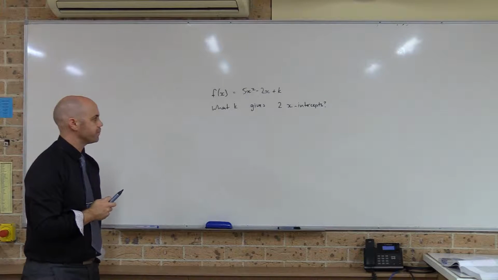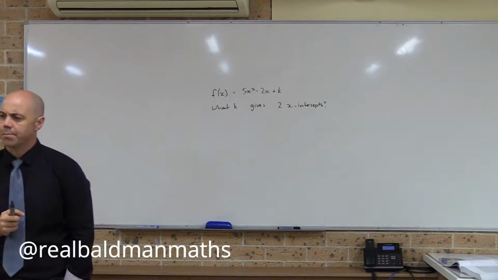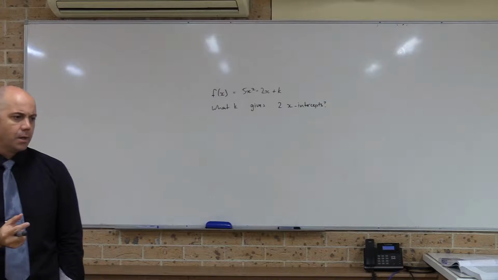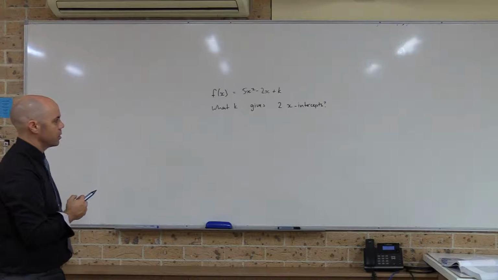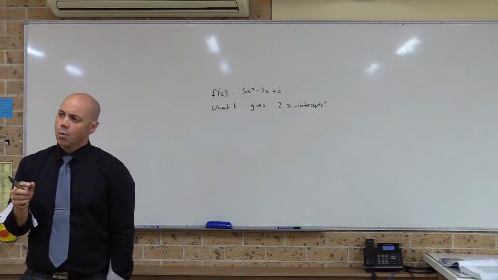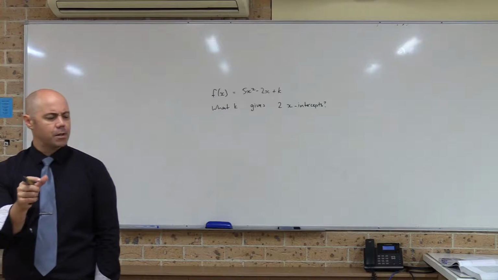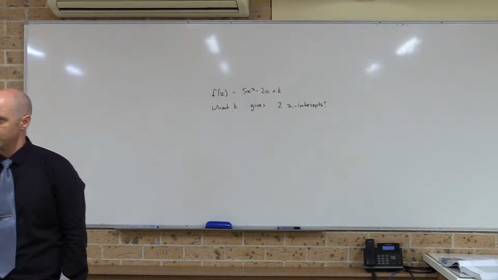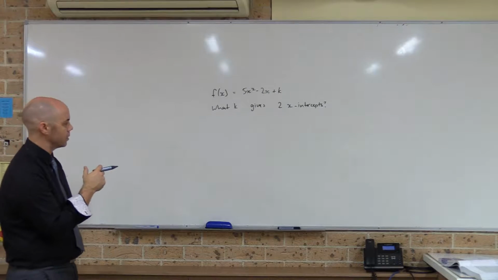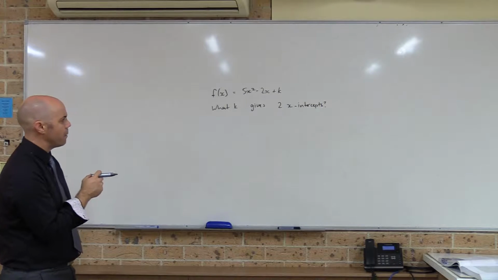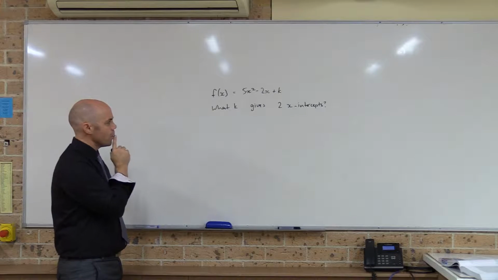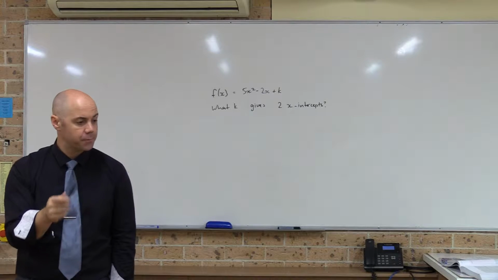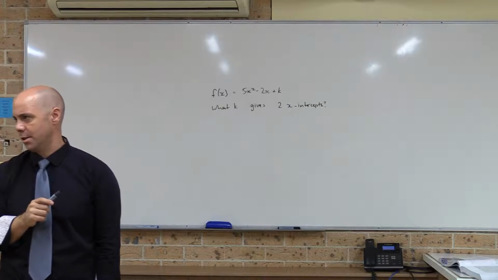Problem like this, where there is a function given, but there is another variable introduced into the function. In this case, a k. So it's a function in x, but there's a term there at the end that we're not sure of at the moment. It's a k. It's an unknown at this stage. But they ask you what values of k would give this function 2 x-intercepts.